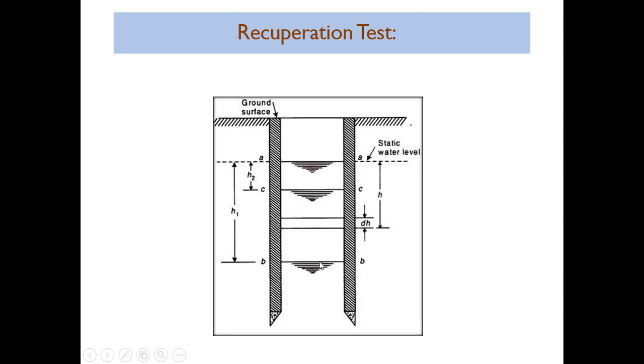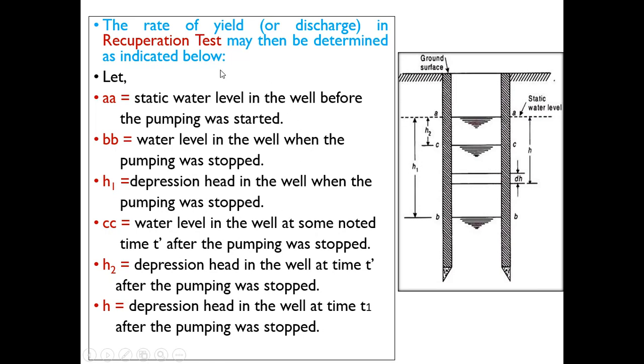Afterwards there will be recuperation of the water, or increase in the water level, and obviously the drawdown will get reduced. So CC is the water level at which H2 is the drawdown. Here it is shown in this figure. Now how to find out the yield or discharge from the well with the help of this recuperation test, that we shall discuss in detail.